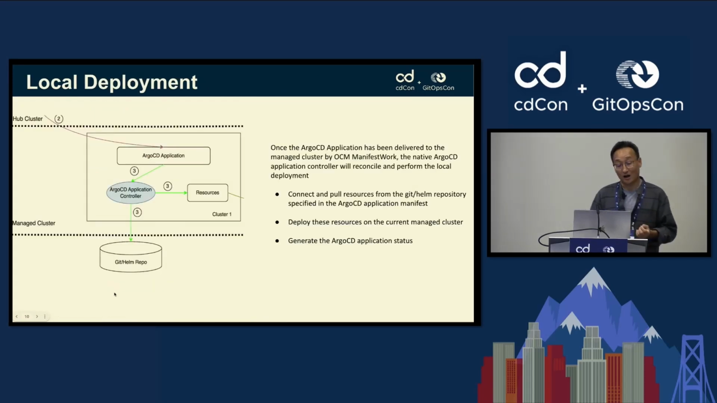Okay, so once this Argo CD application is deployed to the given managed cluster, then the next step is totally owned by the native Argo CD applications. So we're not owning it. We just deliver the Argo CD application template to the managed cluster. Then the Argo CD application controller will reconcile to pull resources from the Git repo or Helm repo, and do all the local deployment, but just on that managed cluster. And they have all the status reported on that managed cluster as well.